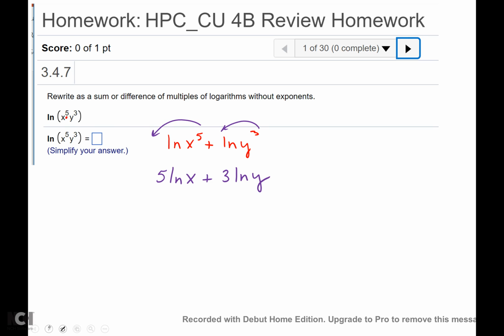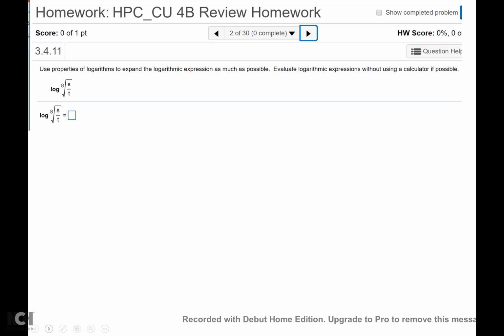And there you go. Alright, so this one, it says use properties of logarithms to expand the logarithmic expression as much as possible. Evaluate logarithmic expressions without using a calculator if possible. So the first thing we want to do is get rid of that radical. So that's going to be log of s over t to the 1/8, which is going to be log of s to the 1/8 over t to the 1/8.